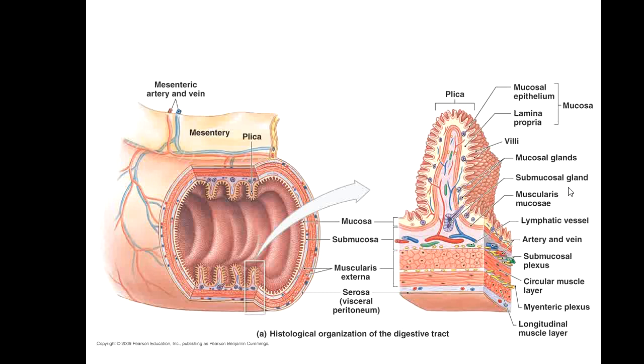This has the same blood supply by the mesenteric arteries and mesenteric vein to drain the blood to the hepatic portal vein. Similarly, here you can also see the nerve supply. Here is the myenteric plexus, we will learn it in the nervous system.